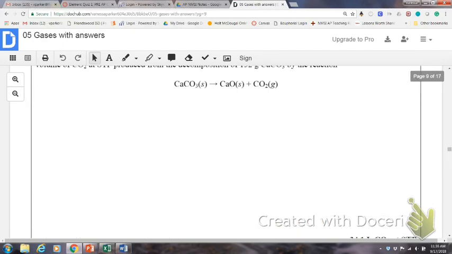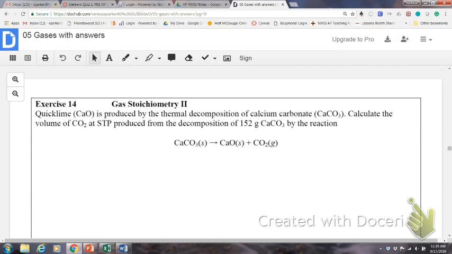Gas stoichiometry 2. This time it says quicklime is produced, and so on, but it gives us the mass. So we have to convert that to moles. We would take that 152 grams, divide by the molar mass of calcium carbonate, which is 40.08 plus 12.01 plus 16 times 3, 100.09 grams per mole.